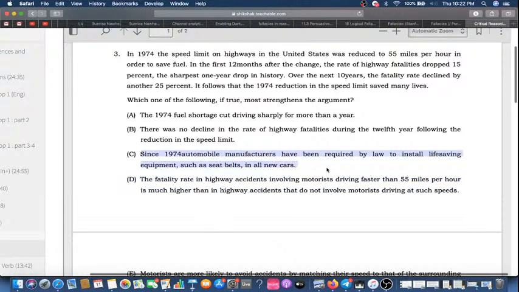Why? Because if in 1974 all automobile manufacturers were required by law to install life-saving equipment such as seat belts in all new cars, maybe the fatality rate is decreasing because of the safety equipment, not because of the reduction in speed. So if C were true, it would actually seriously weaken the argument, right? Or maybe that's what you thought the question was.